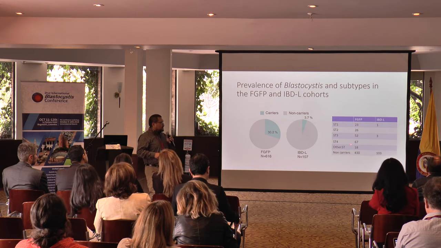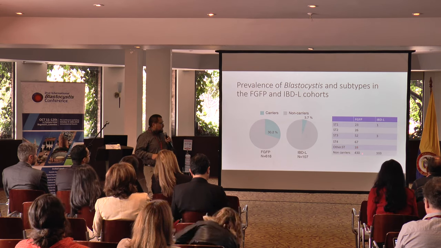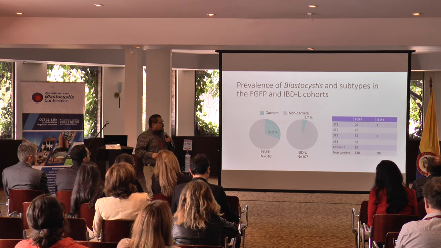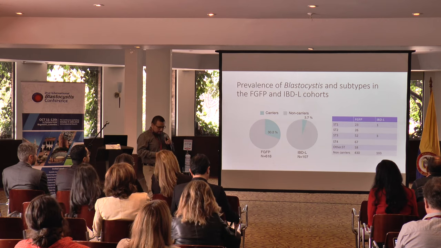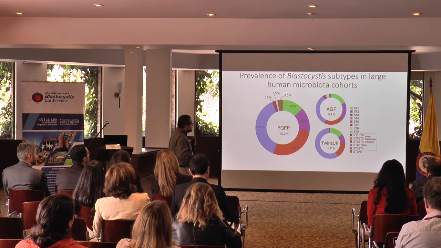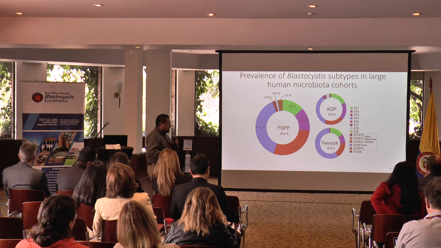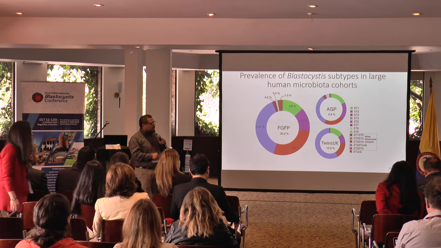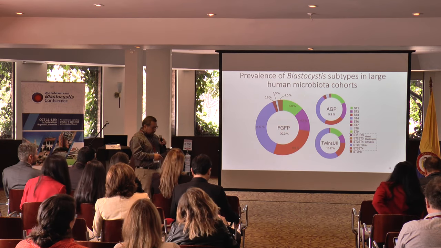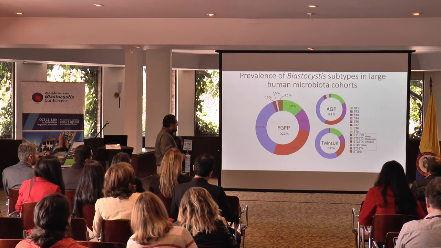we identified the four major subtypes. In addition, other subtypes that were less prevalent. And in IBD, only subtype 1 and subtype 3. Now, I will focus the analysis only on the FGFP population, because I will start making comparisons between different subtypes. And obviously, I cannot make comparisons for the other cohort.